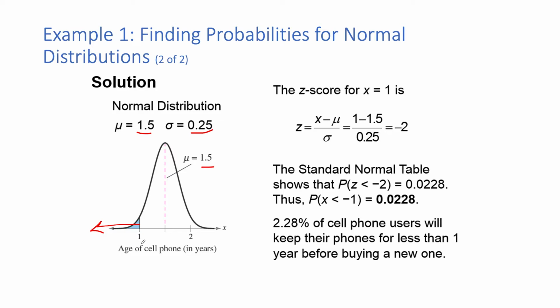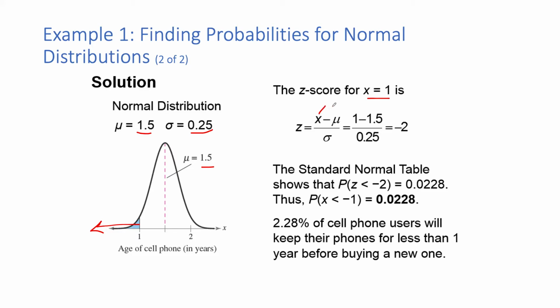What is the probability that this person will use the phone for 1 year or less? So less is on the left hand side, so that's the question we are asking. We can't find this area directly, so we have to apply the z transformation to it so that we can take this normal distribution and convert it into its standard normal form. So the z-score for x equal to 1, we just apply the formula.